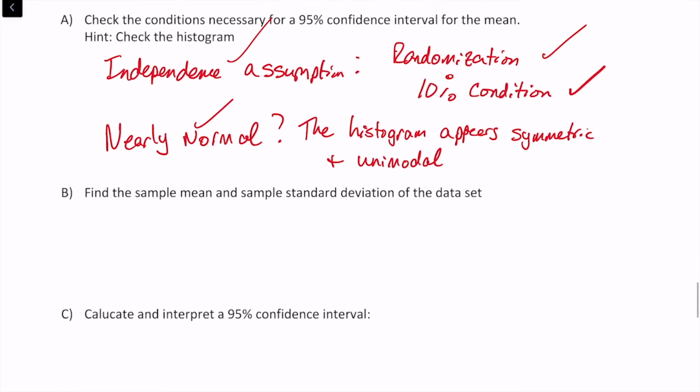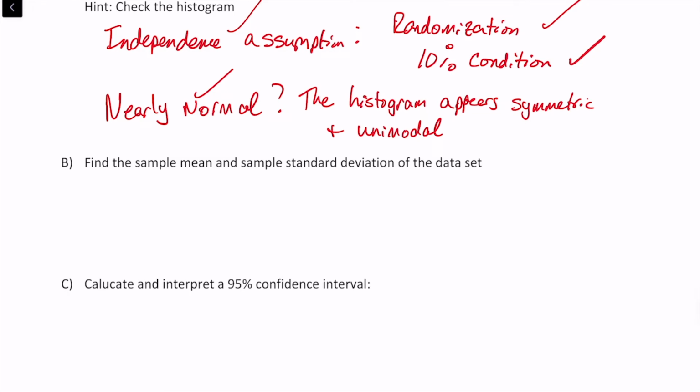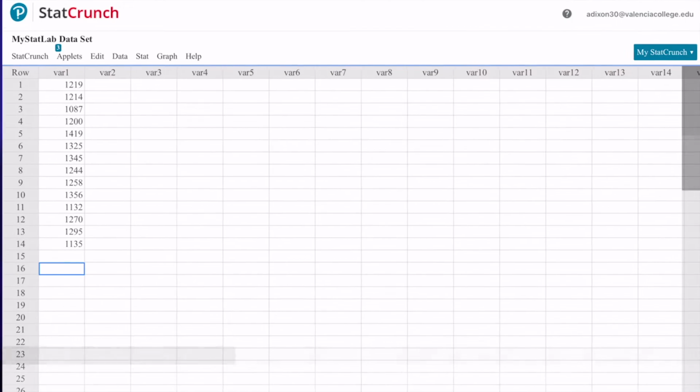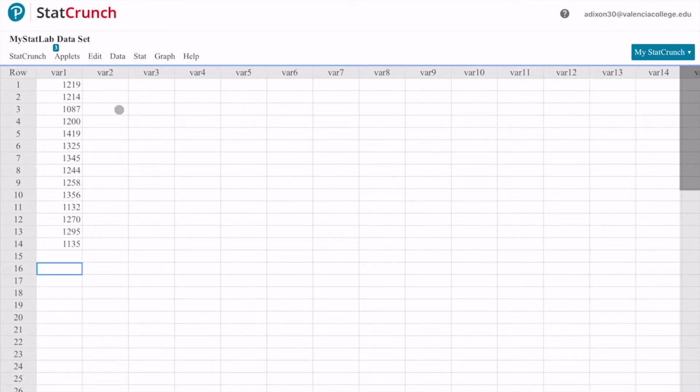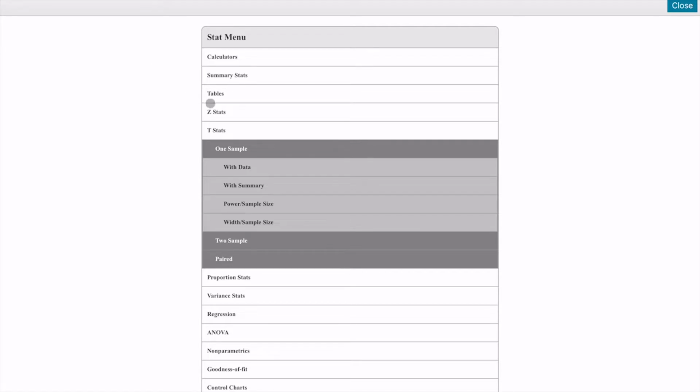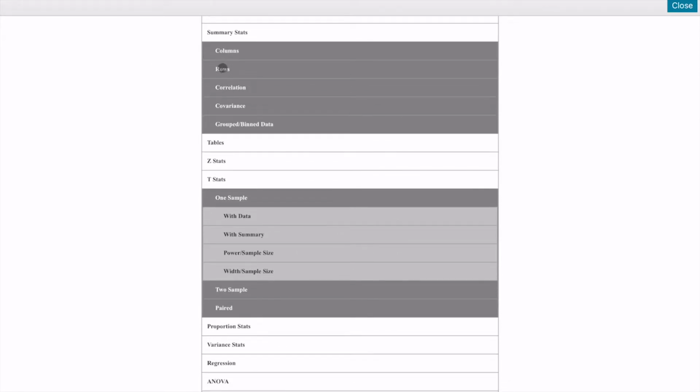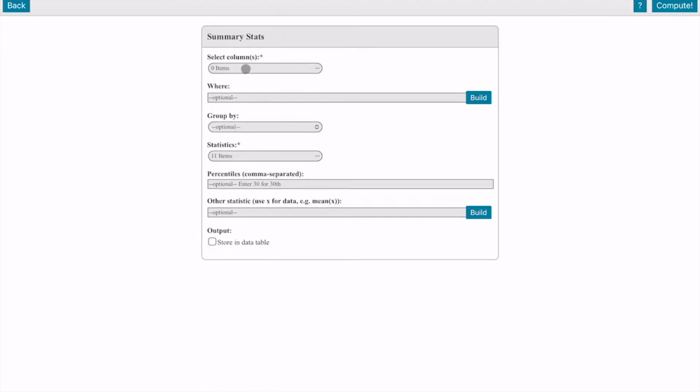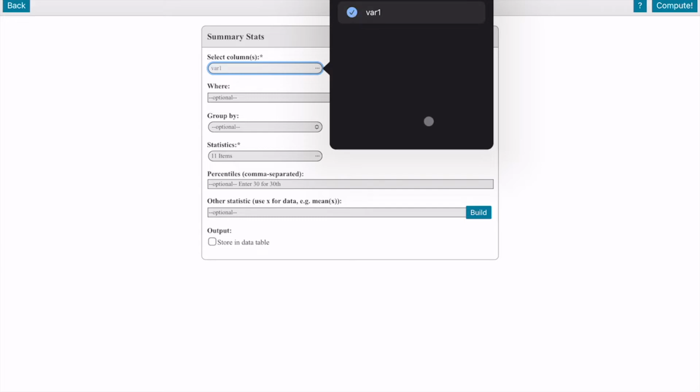Next, find the sample mean and the sample standard deviation of the data set. I just want to remind you guys how to find those values. We're back in StatCrunch. We go to Stat, then Summary Statistics, and we select these from columns. The column that we want is variable 1.